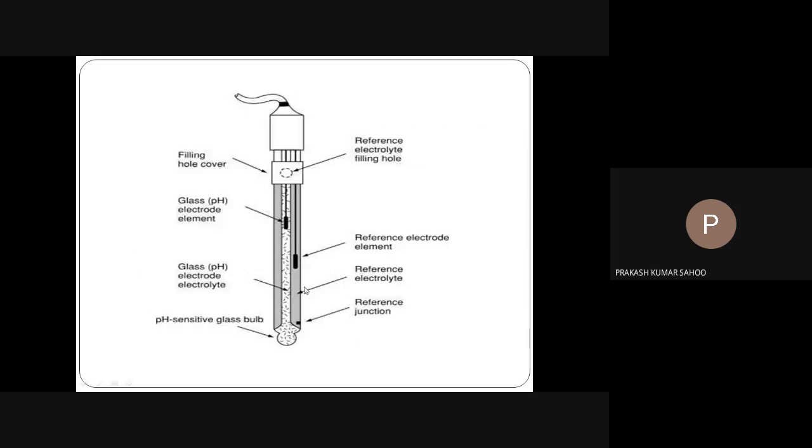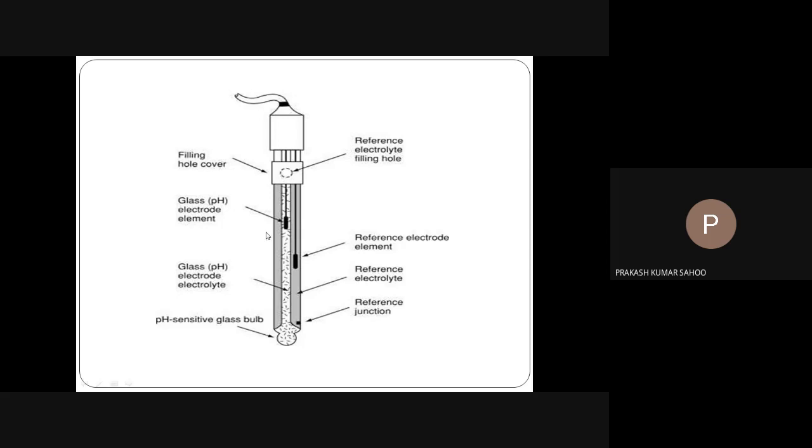So this is a pH meter instrument, and here is the reference electrolyte filling, that is mercury in mercurous chloride, and KCl, potassium chloride. This is the reference electrode element, that is mercury. The reference electrolyte here is KCl, and here is a reference junction, and the pH sensitive glass tube bulb. This is the glass bulb, which is made up of silicon oxide or sodium oxide, and it contains a platinum wire or silver wire that is coated with silver chloride. This glass electrode contains silver in silver chloride, and this is the filling hole cover. This is the cover, and this is the pH meter.